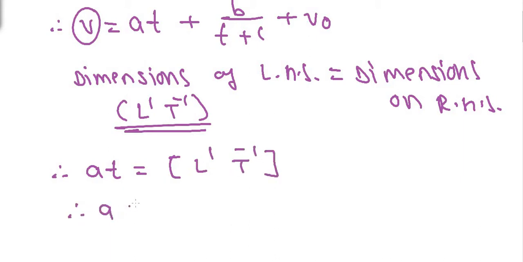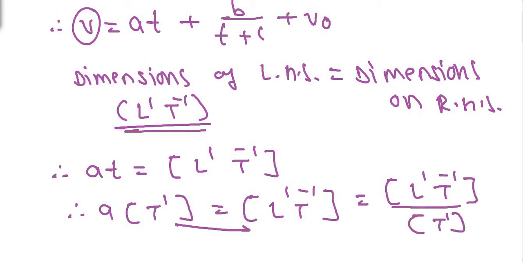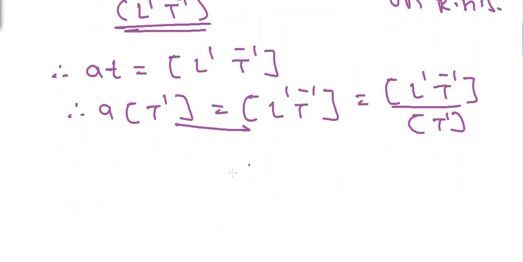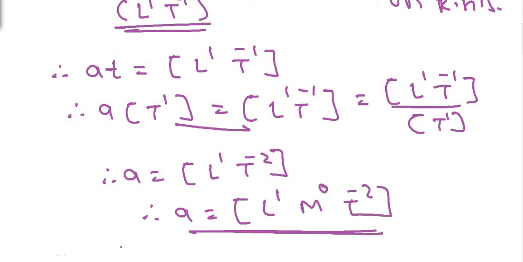Now a into t is time, so dimension t raised to 1, that is equal to L raised to 1 t raised to minus 1. Shift this t raised to 1 to the right hand side, so that will go to the denominator of L raised to 1 t raised to minus 1. Now when you shift this t raised to 1 from denominator to numerator, its index will change sign, and so we get L raised to 1 t raised to minus 1 minus 2, and so finally we will write this as dimensions of A are L raised to 1 m raised to 0 t raised to minus 2. So these are the dimensions of A.